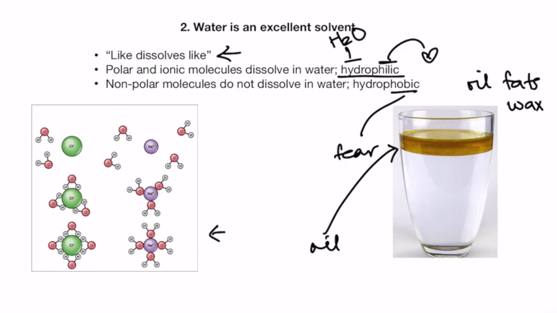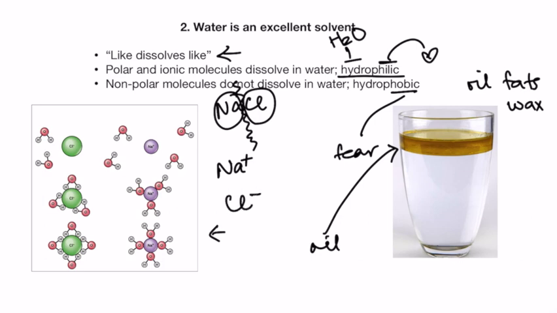On the left side, we're looking at an image of salt dissolving in water. So salt is polar and ionic, and table salt is basically sodium chloride. So you have an atom of sodium and an atom of chlorine making up salt. When you sprinkle salt in water, this ionic molecule breaks up, it dissociates, it breaks up into the individual sodium and the individual chloride ions.